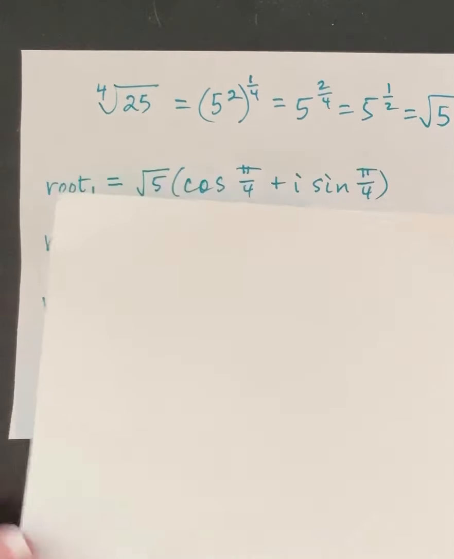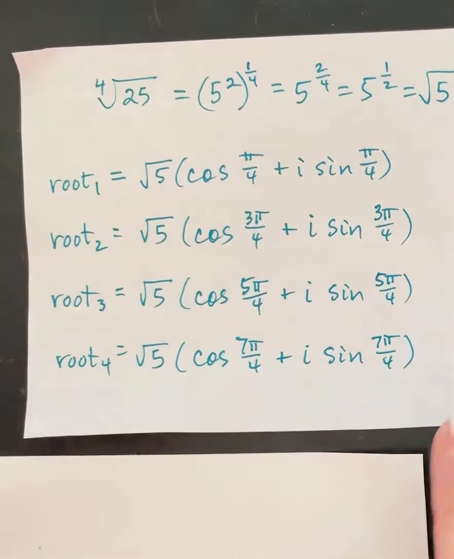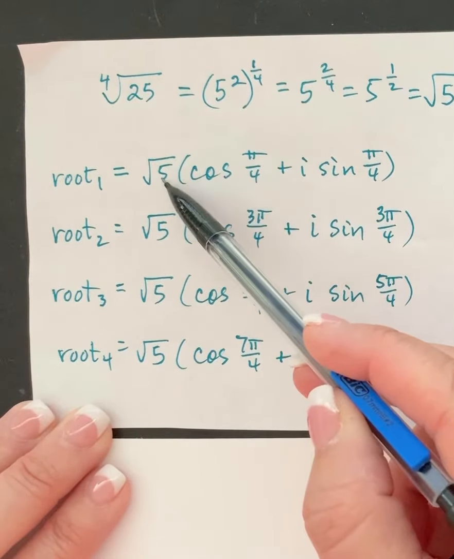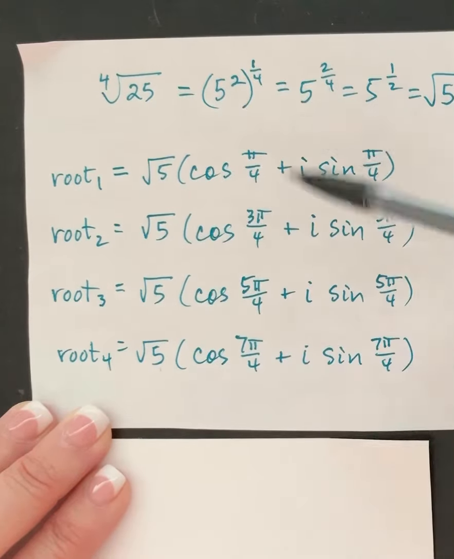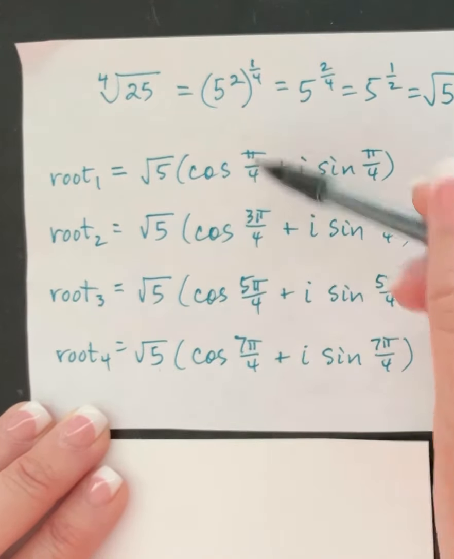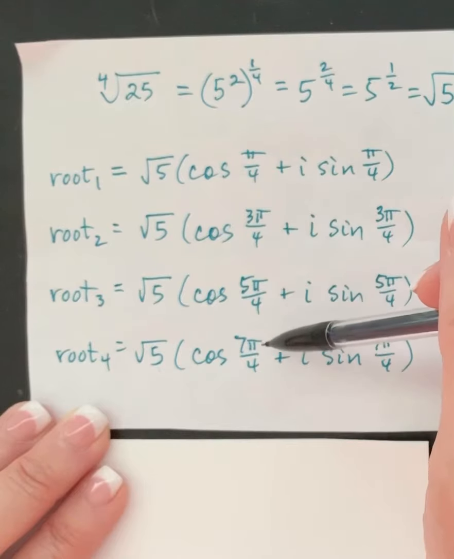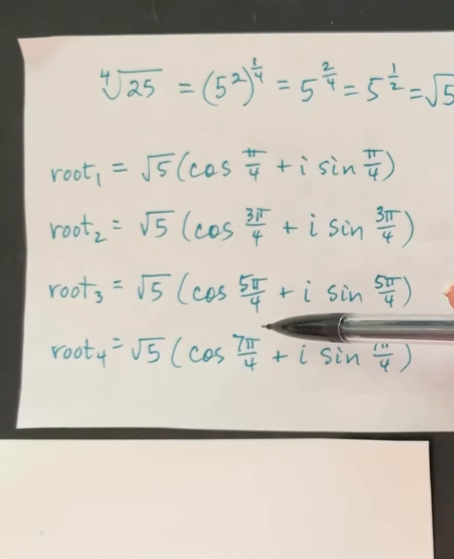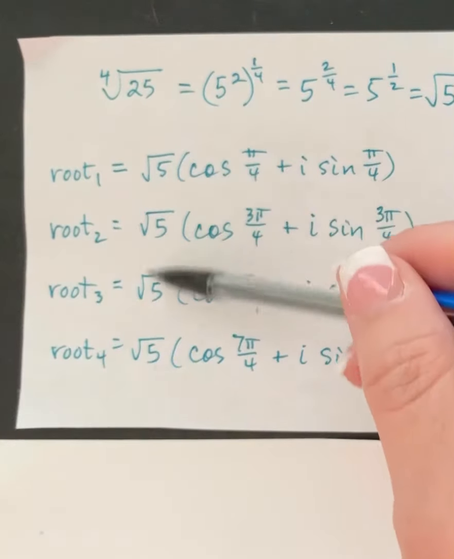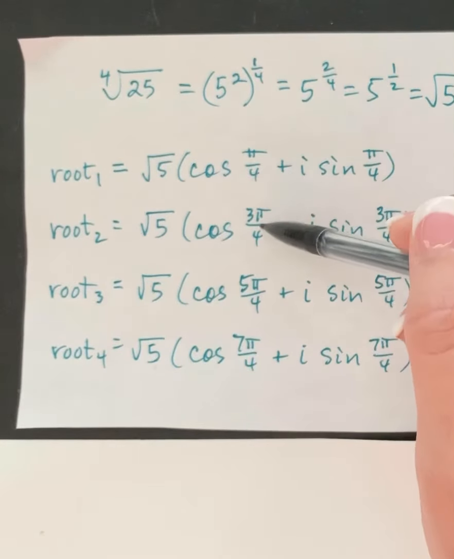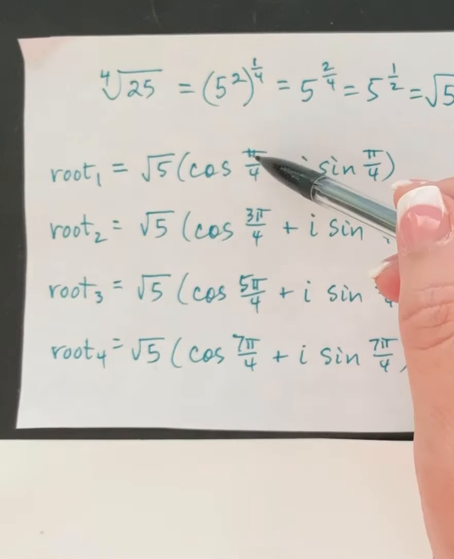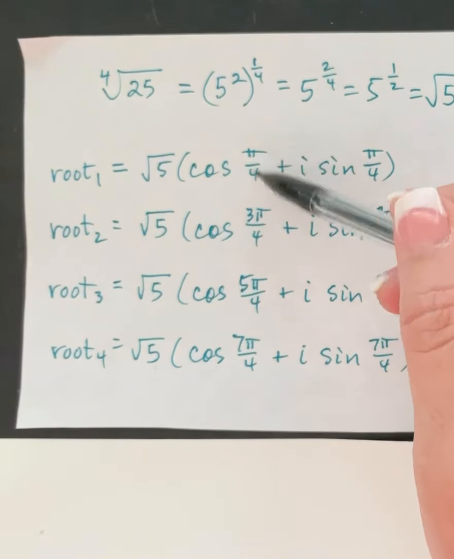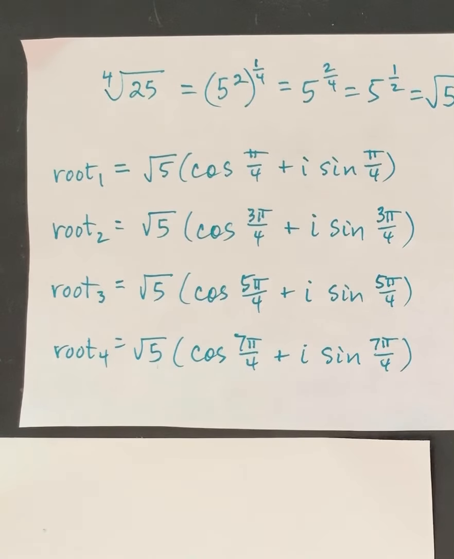So if we write out all 4 roots in their trig form, they will all have a modulus of the square root of 5. All right. Each one has a different argument: pi over 4, 3 pi over 4, 5 pi over 4, 7 pi over 4. You should definitely see some patterns. The modulus is the same for all, but the angles are all equally spaced apart. They're all 2 pi over 4 apart, or pi over 2.